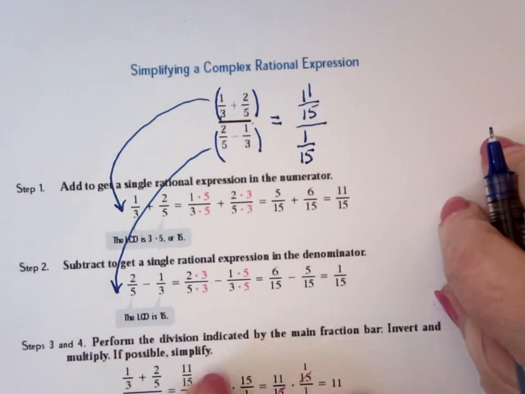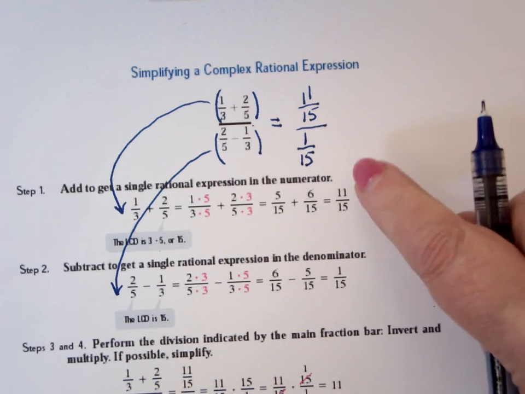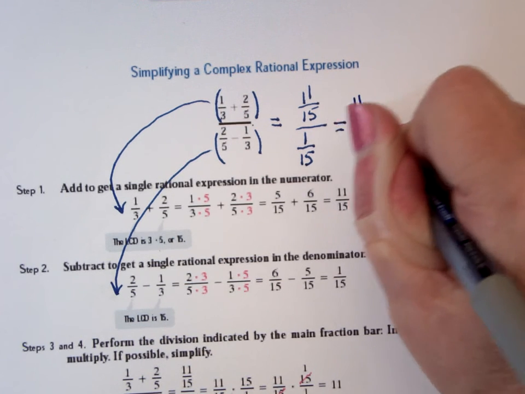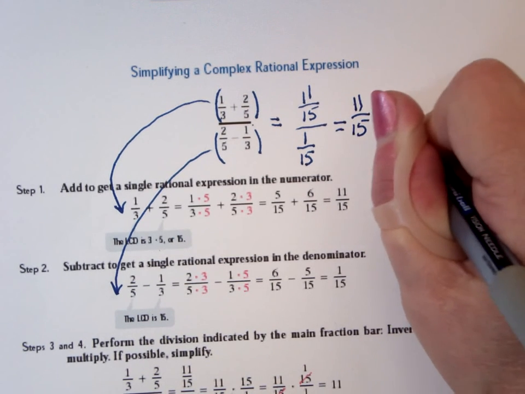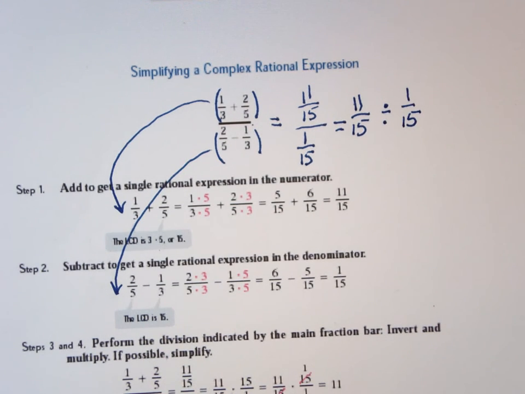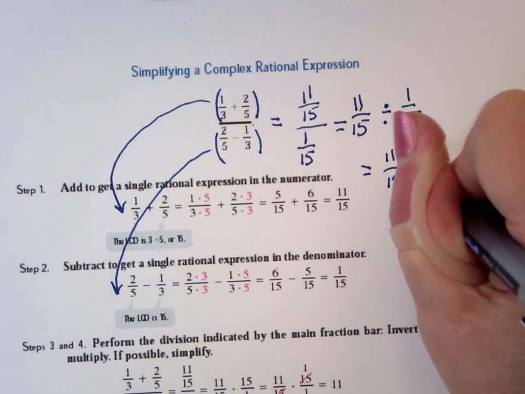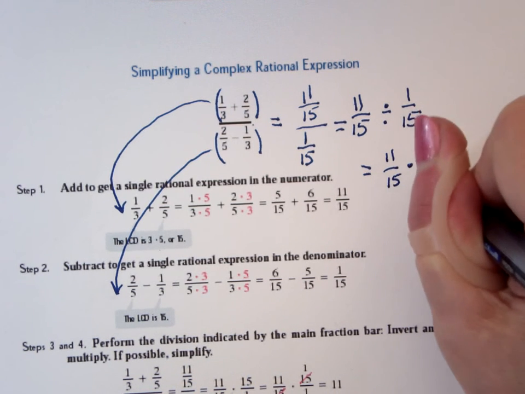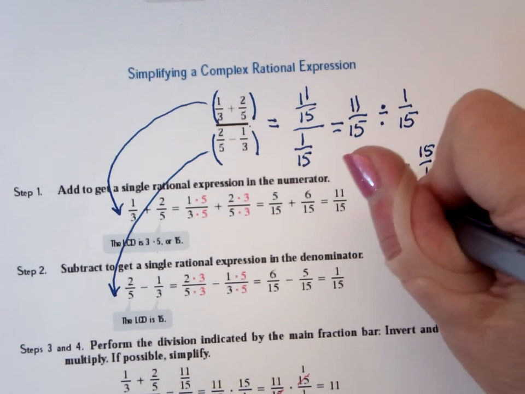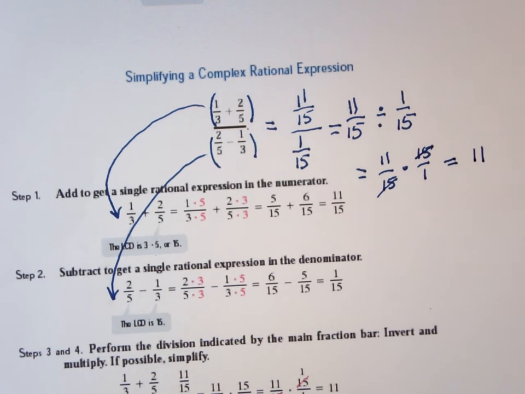Now you've got a problem like we were working on Friday, where you have a fraction divided by a fraction. So now you're going to divide 11/15 divided by 1/15, which then becomes 11/15 times 15/1. And the 15s reduce out, and you're left with 11/1, or just 11.